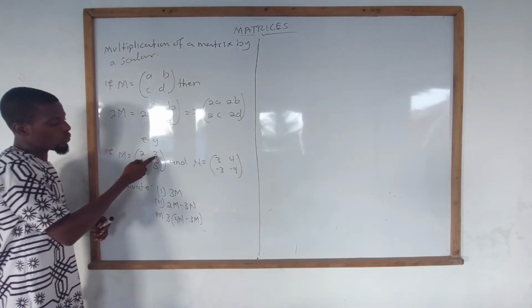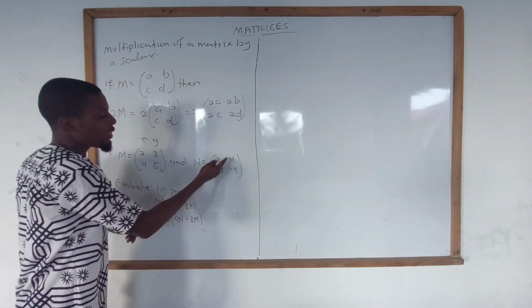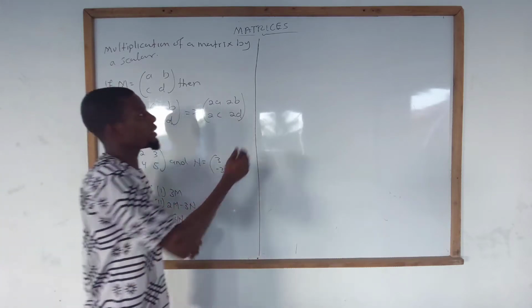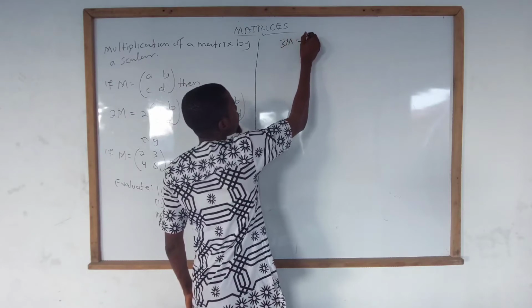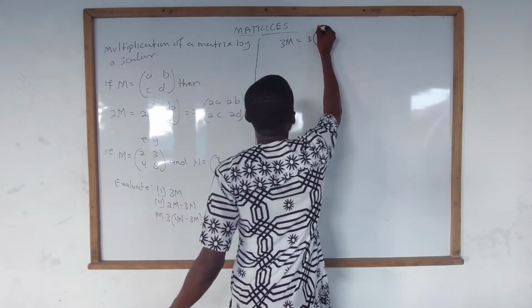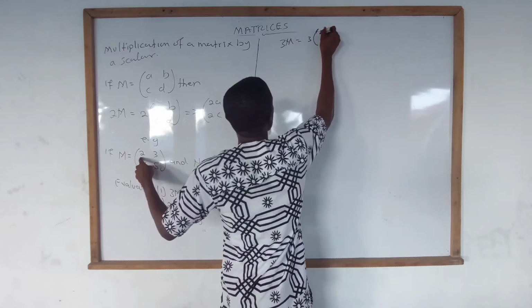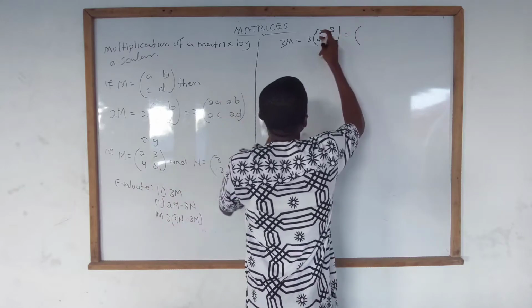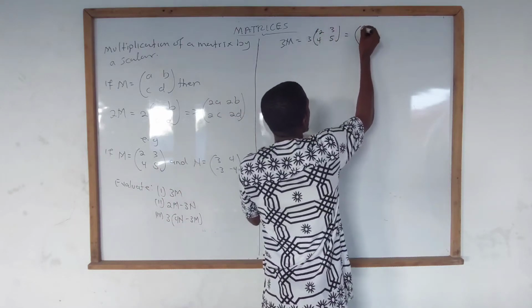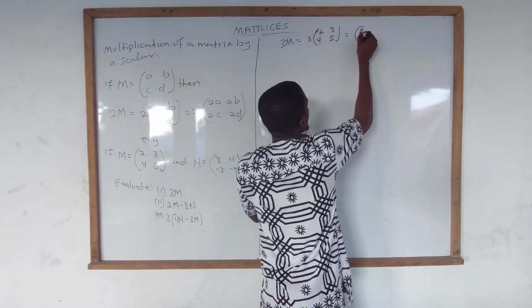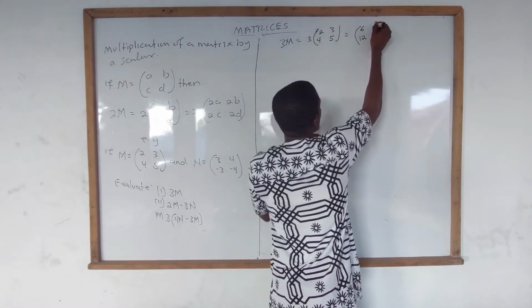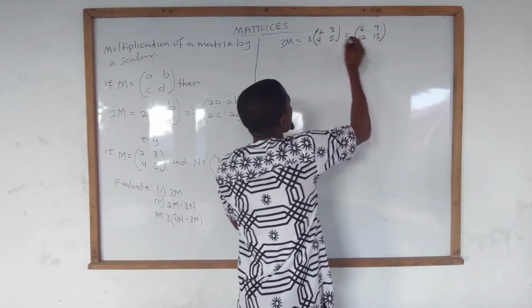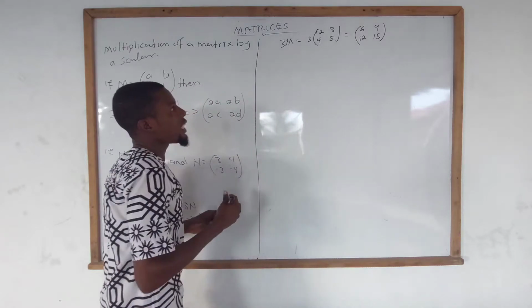A typical example is here. If m equals 2, 3, 4, 5, and n equals 3, 4, minus 3, minus 4, and I want to evaluate 3m, then 3m is 3 times the entries of m, which are 2, 3, 4, and 5. So 3 times 2 gives me 6, 3 times 3 gives me 9, 3 times 4 gives me 12, and 3 times 5 gives me 15. This is the answer for 3m.